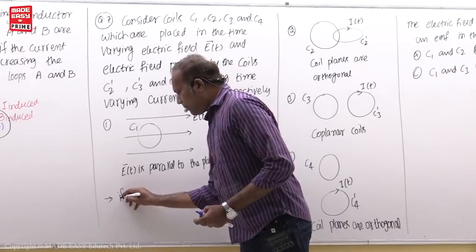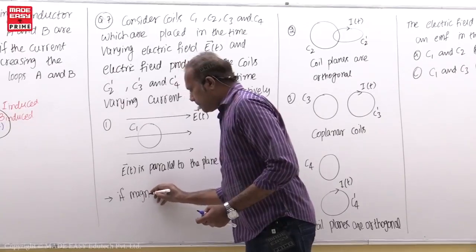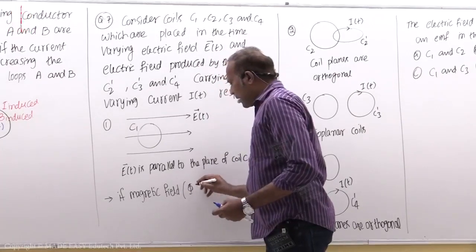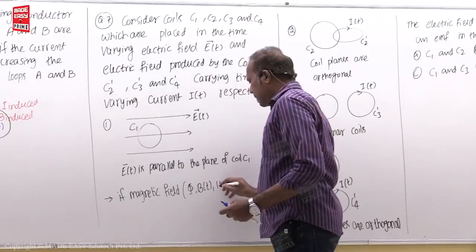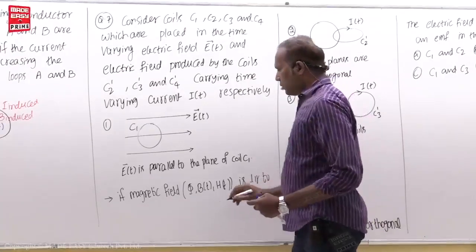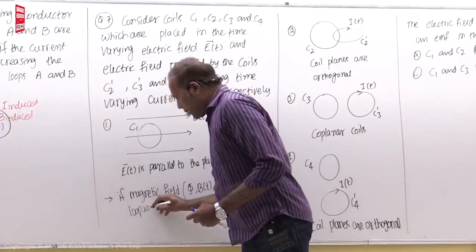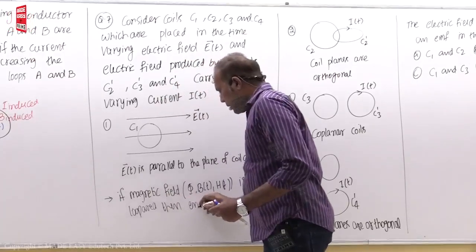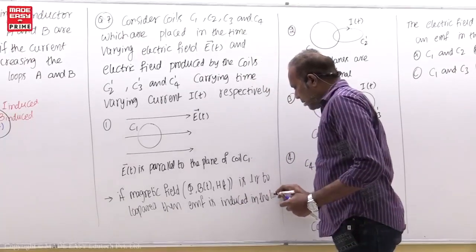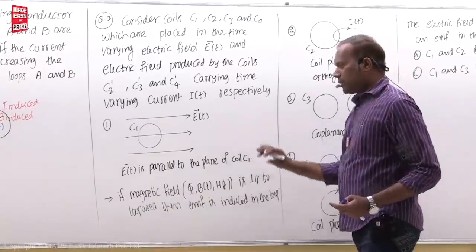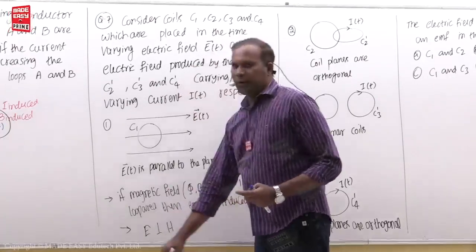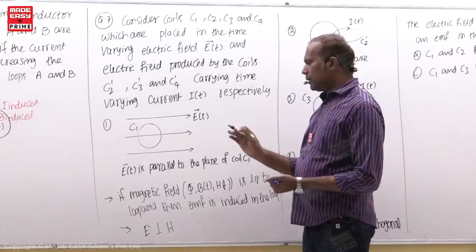I am writing here, if the magnetic field, that means magnetic field means magnetic flux, or otherwise B of t, or otherwise H of t, all are called magnetic field, is perpendicular to the loop area, then EMF is induced in the loop. This is one point required to solve this question. And what is the second point? Already I told you, students, electric field and magnetic field are perpendicular to each other. So these two points are required to solve this one.